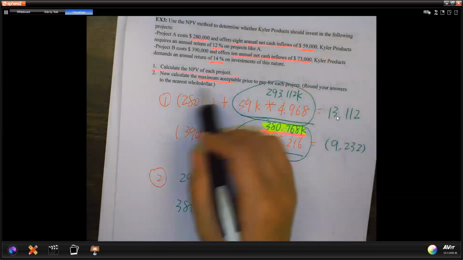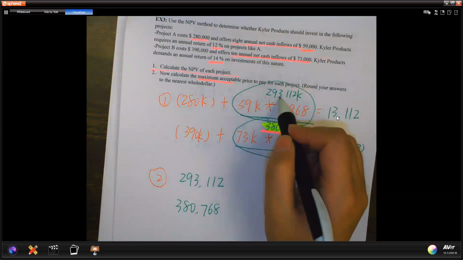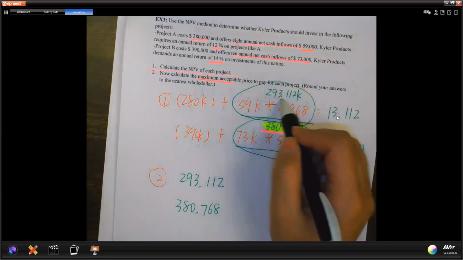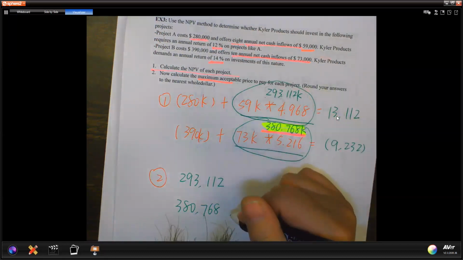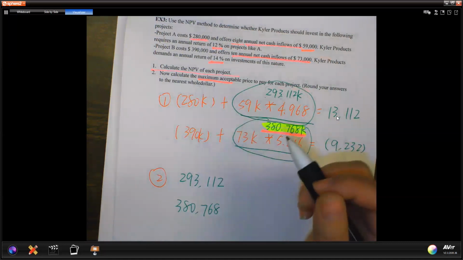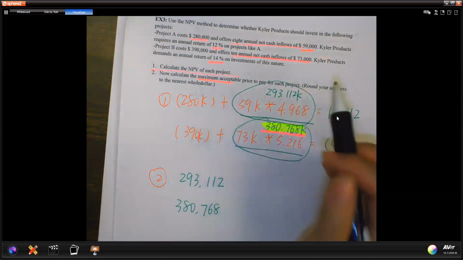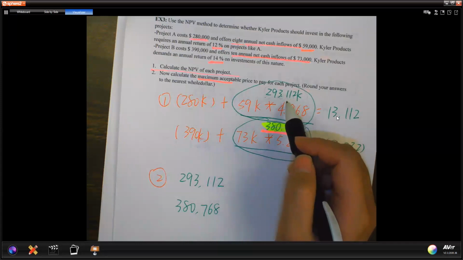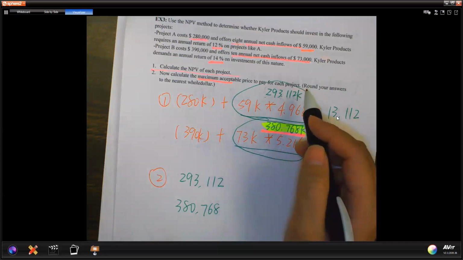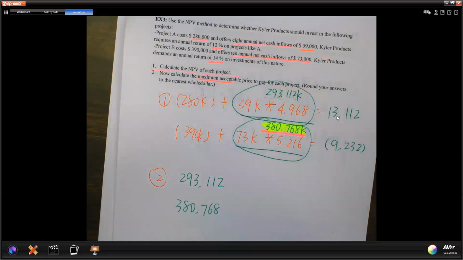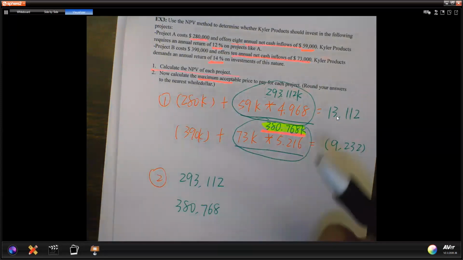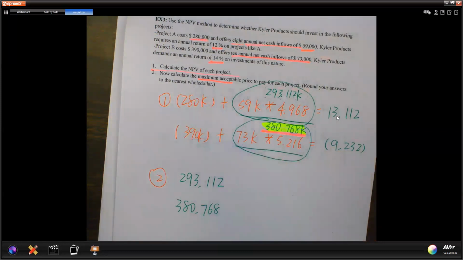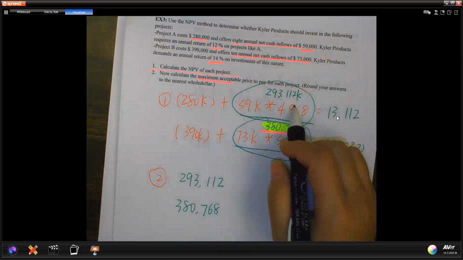For the first project, you will generate $293,112. You will generate this much. Let me ask you, what is the maximum cost you want to pay to get this benefit? Do you want to pay $293,113 to get $293,112? I'm not an idiot, right? I'm not going to pay more. I'm not going to pay a cent more than the money I will get. The maximum I pay is exactly the money I will get.